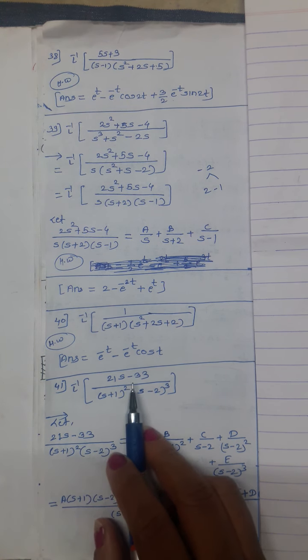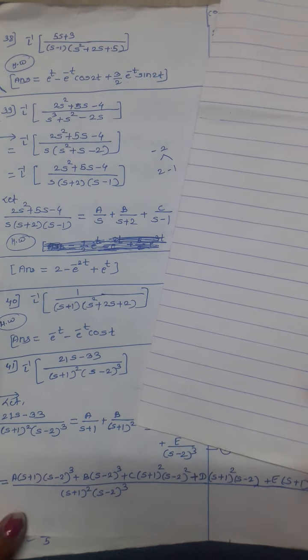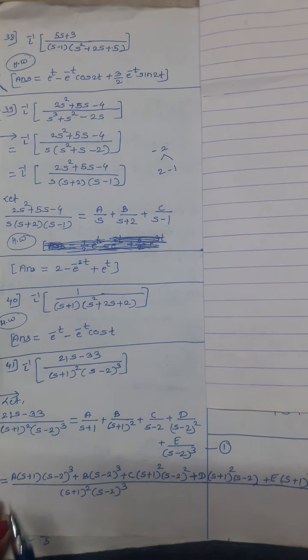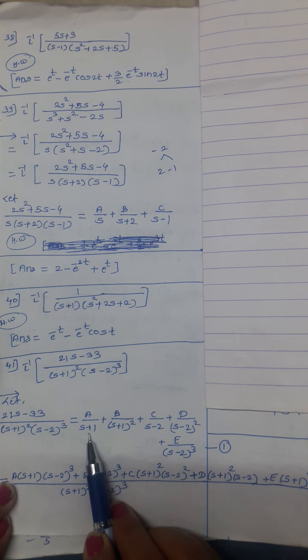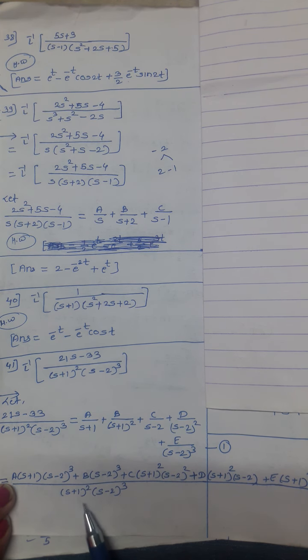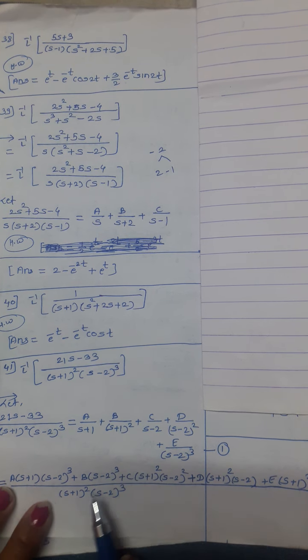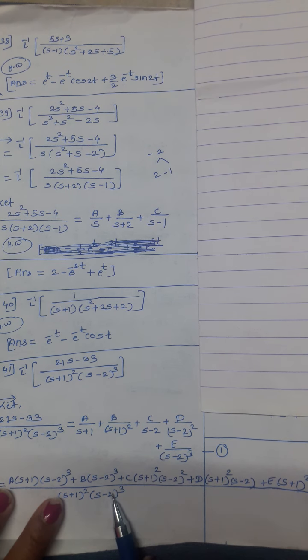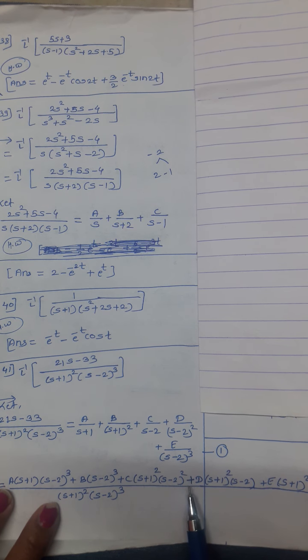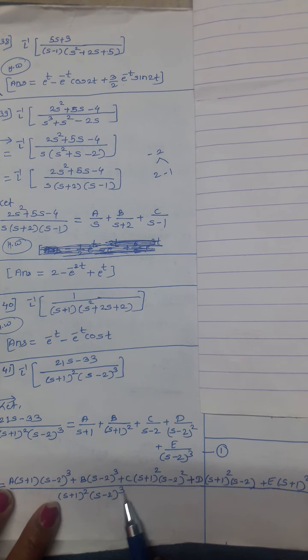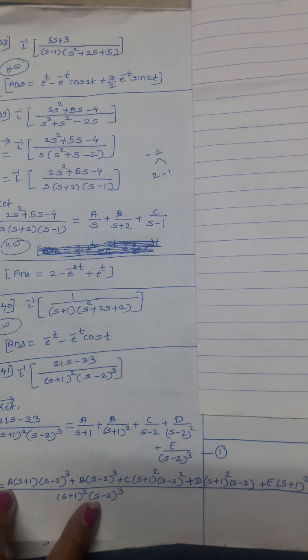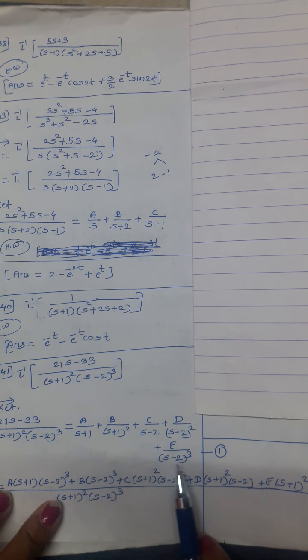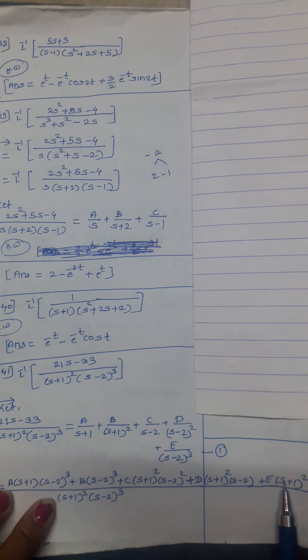Now we have to calculate the numerator. How to calculate that? A into, now what we have to do, delete s plus 1 from the denominator. What we get? s plus 1 into this factor, plus B into, just delete the factor s plus 1 square, here we get s minus 2 cube only, plus C into, delete one s minus 2 from here, we get these two factors. Plus D into, delete s minus 2 square from here, we get s plus 1 square into s minus 2, plus finally E into, just delete this factor from here, we get s plus 1 square.